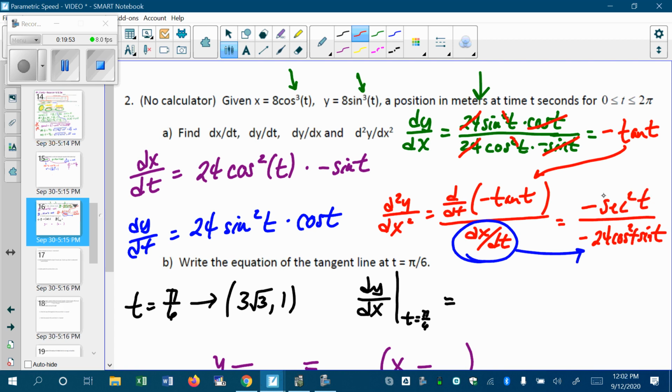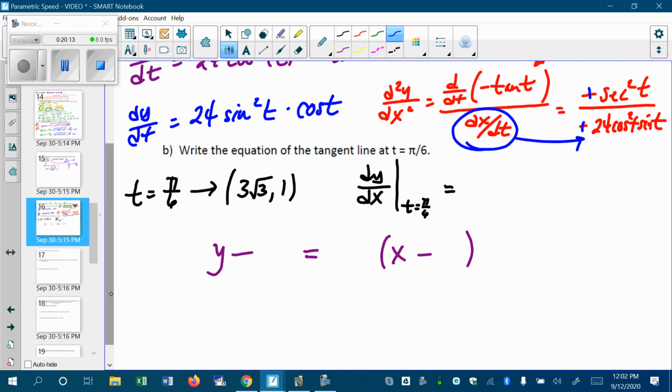Okay, now I could rewrite this. Secant on the top is the same as cosine on the bottom, and the negative over the negative is going to make this all positive. So you might have it as 1 over 24 cosine to the 4th times sine in the denominator. Okay, you might not. Doesn't really matter.